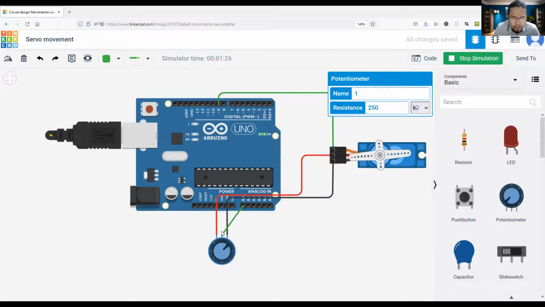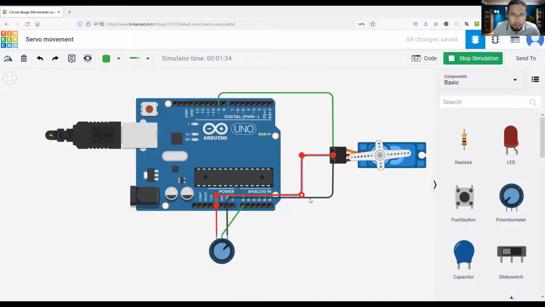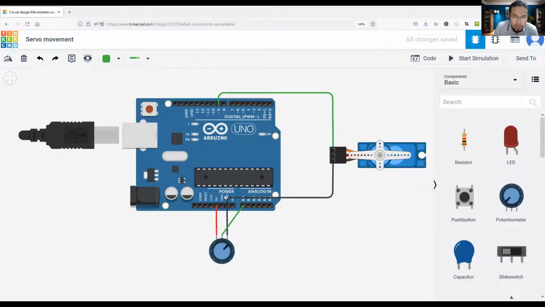Now the connections. The potentiometer is connected to a power source and the ground, similar to this servo motor. This is connected to the 5-volt power source, and to the ground. Now, the signal is sent out to the digital port, and similarly, the wiper is sent out to the analog port.